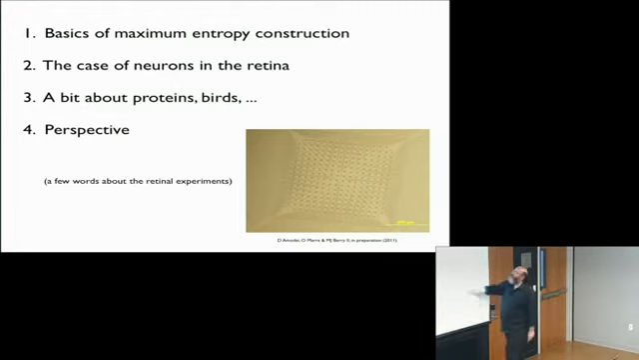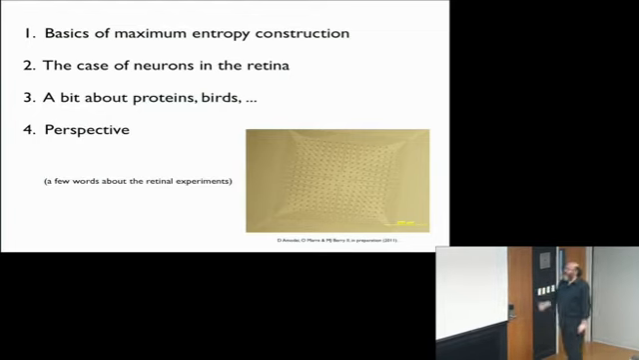I'm going to spend a fair amount of time talking about the example of neurons in the retina, both because that's where we started and it's the one where, in some ways, I think we've made the most progress. And I'm going to say a little bit about proteins and birds and so on. And then I'm going to end with a little perspective.